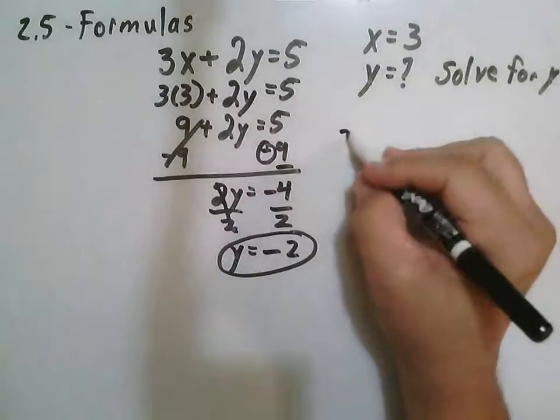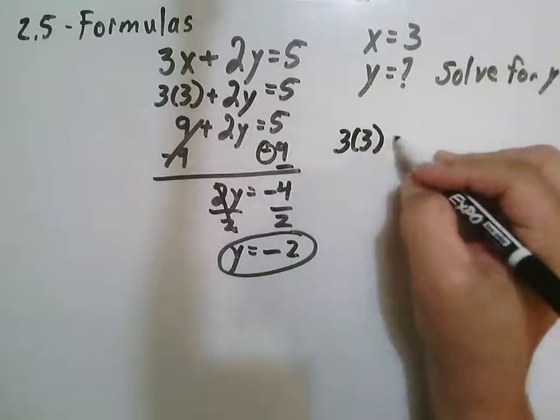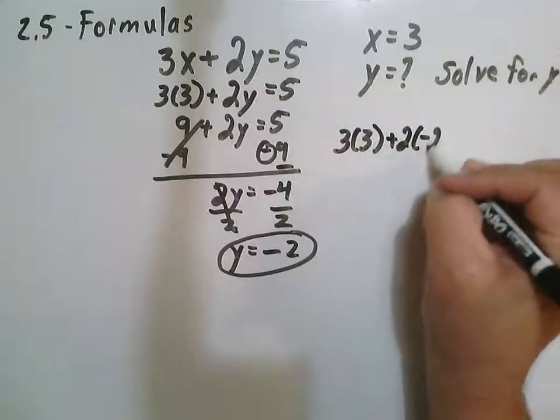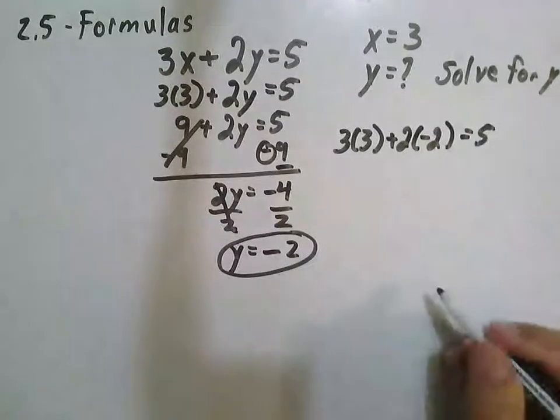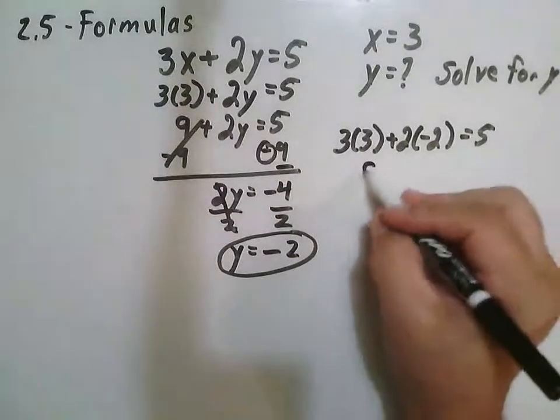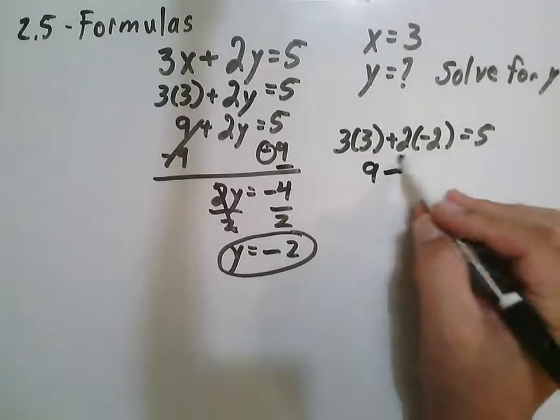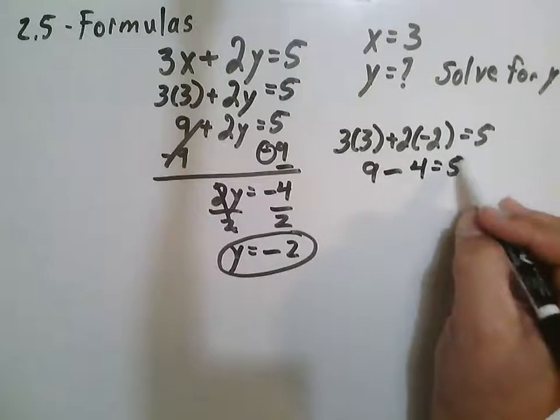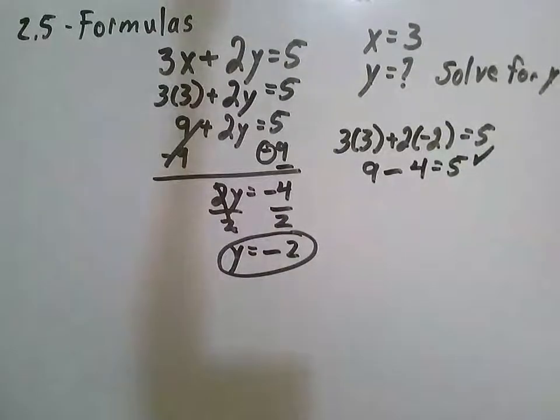Now I can go back and put these back in, and then see if both of these will give me a 5. 3 times 3 is 9. Positive times a negative gives me a negative. 2 times 2 is 4. And 9 minus 4 does in fact put you right back at 5. So these are real easy to check and see what you have.